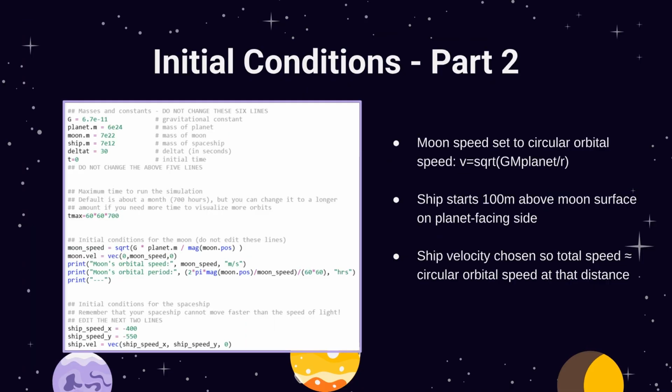For part 2, initial conditions, the moon's initial speed is calculated automatically using the circular orbit formula, square root of G times planet mass divided by radius, which gives us about 668 meters per second in the positive y direction. The ship starts 100 meters above the moon's surface on the side facing the planet, so it's initially very close to the moon. That's why I gave the ship a negative x velocity to immediately move it away from the moon before the moon's gravity could pull it and cause a crash. The total speed of about 680 meters per second keeps the ship gravitationally bound to the planet.